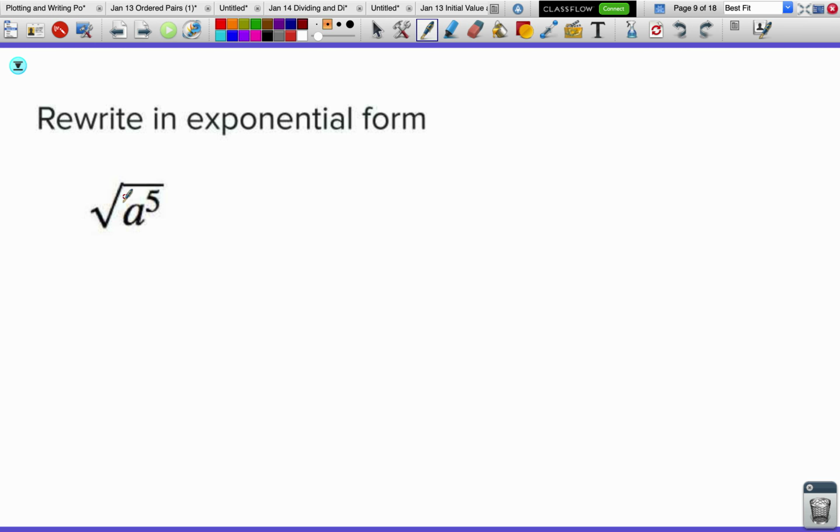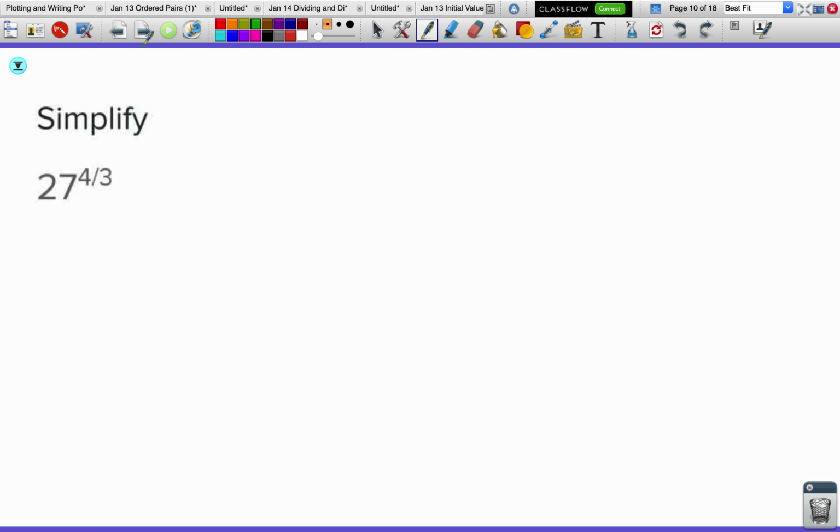All right, can we rewrite this in exponential form? Square root of a to the 5th. Well, the index must be a 2. Then we'll just apply that rule we learned to rewrite this as a to the 5/2. All right, imagine that 2 very low down there and that 5 very high up here, and that's why we get something like this. And we're done.